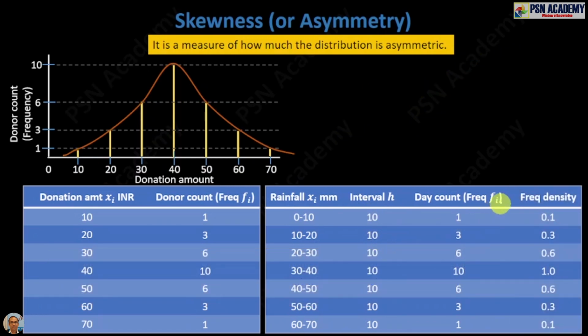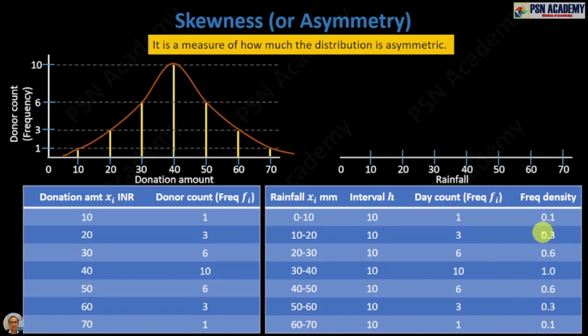So here we go with the frequency density. That means 1 by 10 will give you 0.1. That means each millimeter has a frequency of 0.1 day. Okay, the second one, for each millimeter you have 0.3 days, right? So this is actually the rate, or the frequency rate. Okay, so let's see the figure.